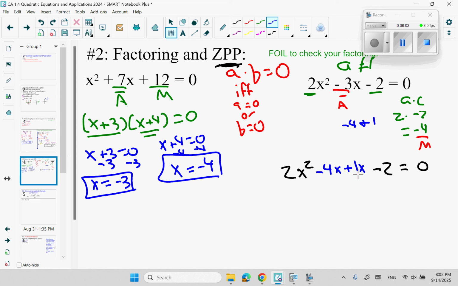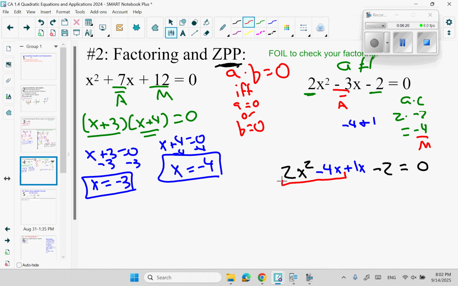Now, if I were to combine like terms, the blue things in the middle, -4x plus 1x, that'd be the same thing as -3x, so those have equal value. Now, factor by grouping, you need an even number of things. Here I have 1, 2, 3, 4 terms.